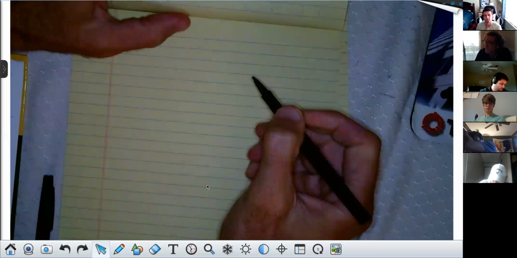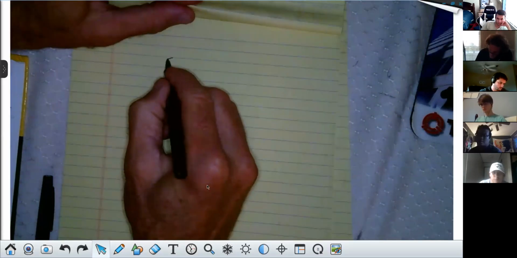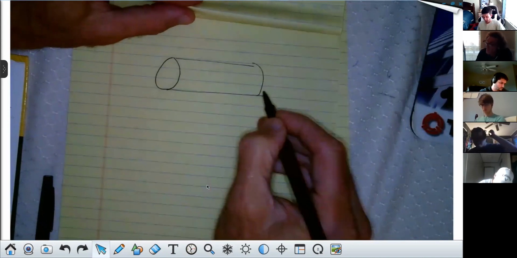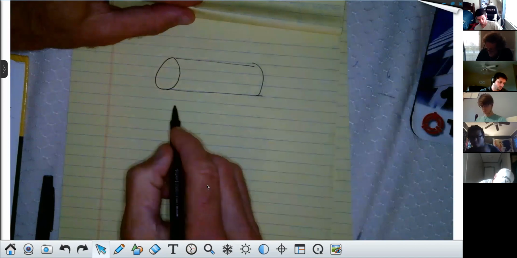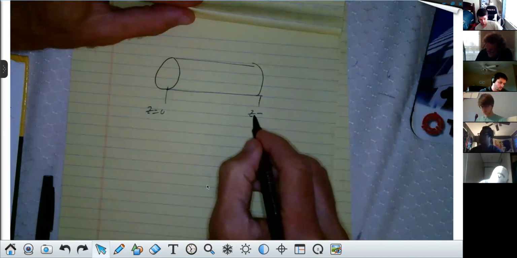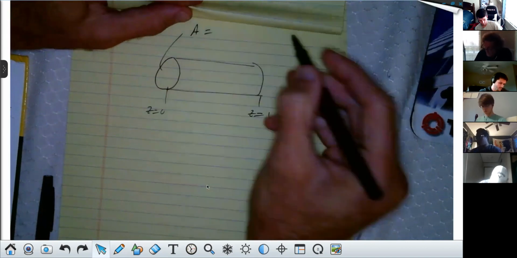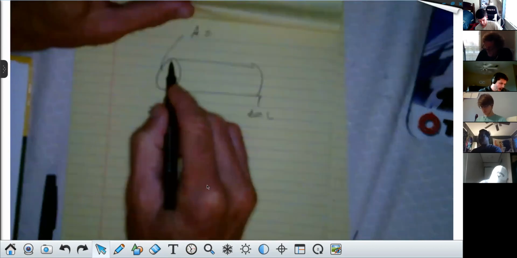Suppose this happens, all right? Suppose I have a cylinder. Got me? Call this Z equals 0 and Z equals L. And the area of that thing is a constant, whatever it is. So the cross-sectional area is a constant.